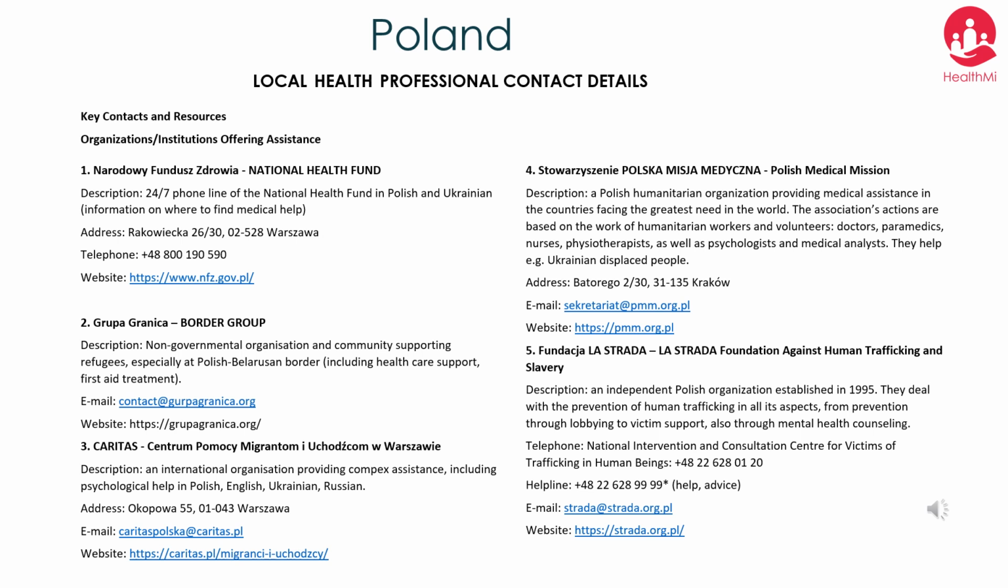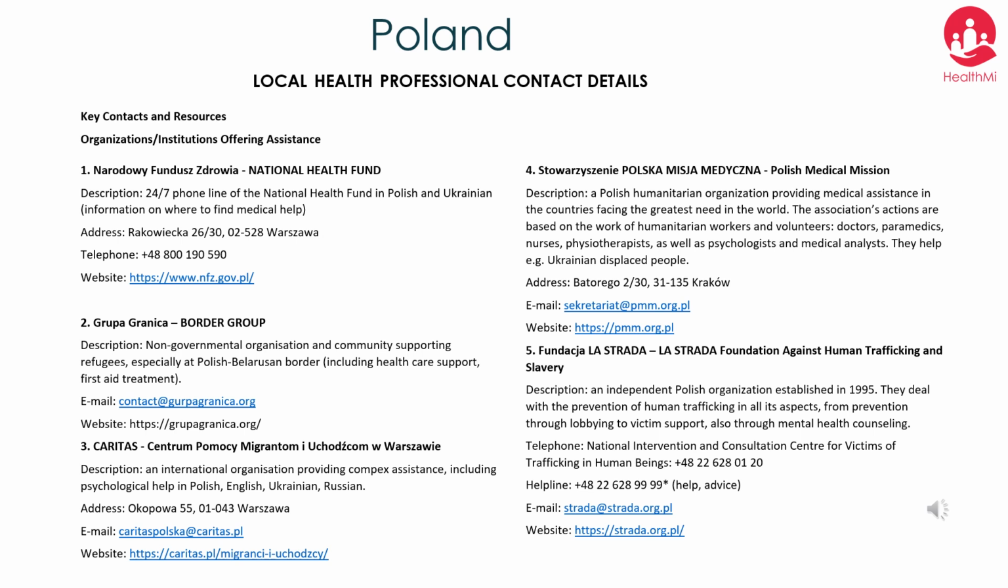2. Grupa Granica, Border Group. Description: a non-governmental organization and community supporting refugees, especially at the Polish-Belarusian border, including healthcare support and first aid treatment. Email: contact@grupagranica.org. Website: https://grupagranica.org/.